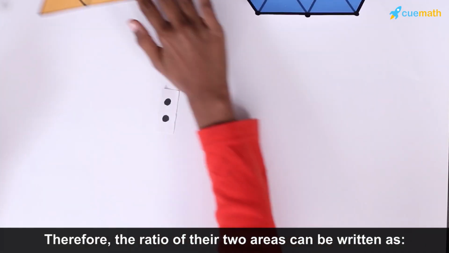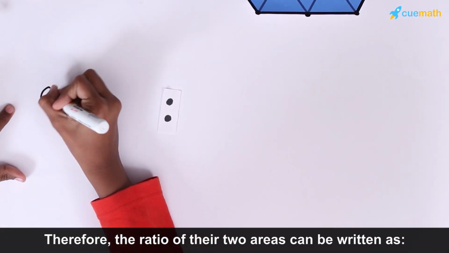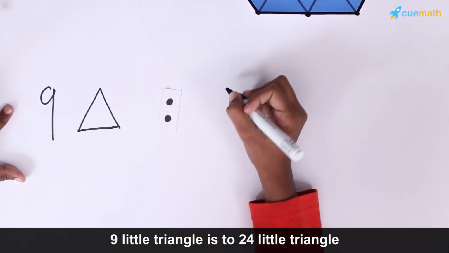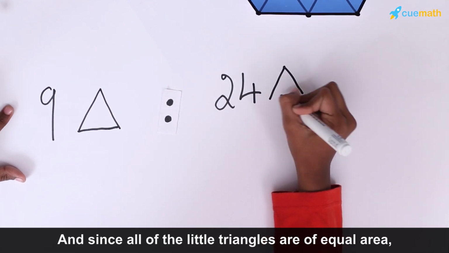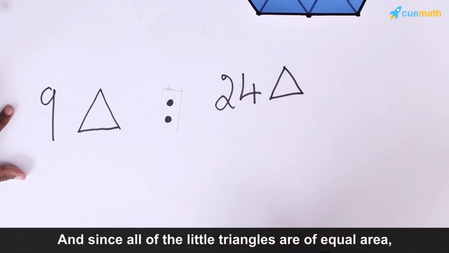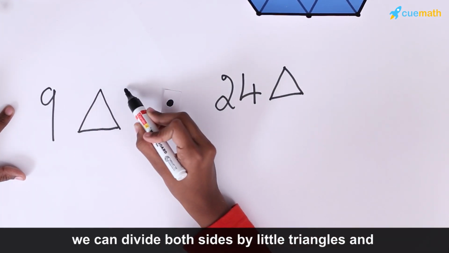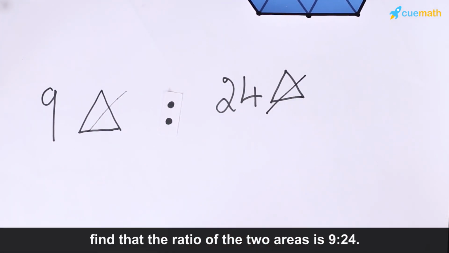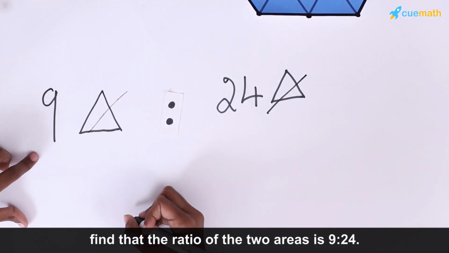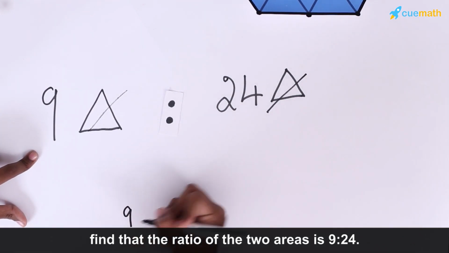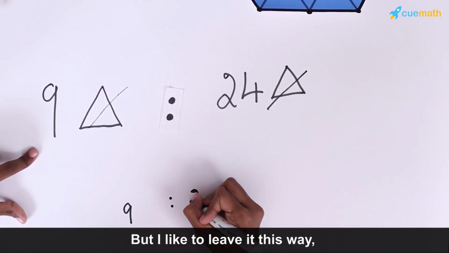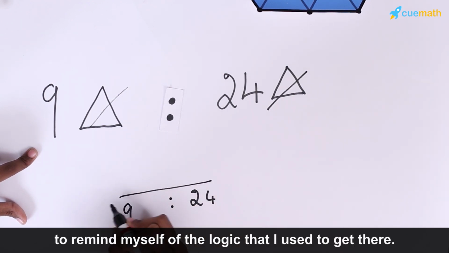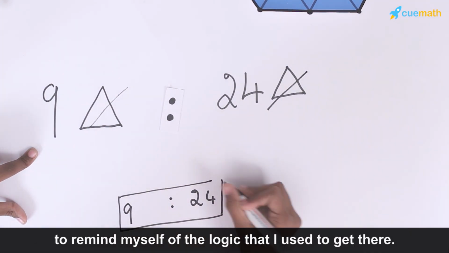Therefore, the ratio of the two areas can be written as 9 little triangles is to 24 little triangles, and since all of the little triangles are of equal area, we can divide both sides by little triangles and find that the ratio of the two areas is 9:24. But I like to leave it this way to remind myself of the logic that I used to get there.